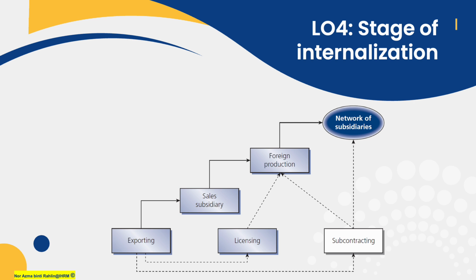Foreign production refers to the company setting up manufacturing operations in a foreign country. This step can be achieved through subcontracting, where a third party firm handles production. A more advanced stage is forming a network of subsidiaries, where the company owns multiple operations in different countries.